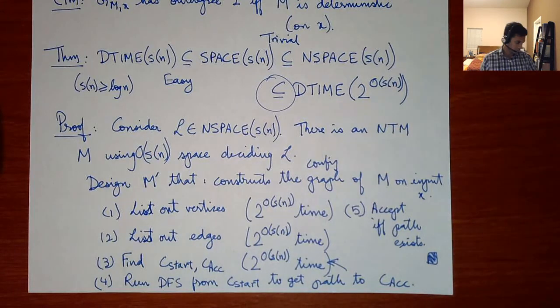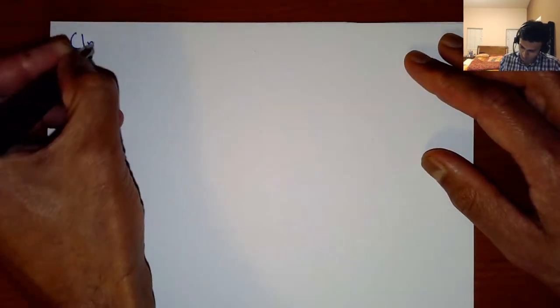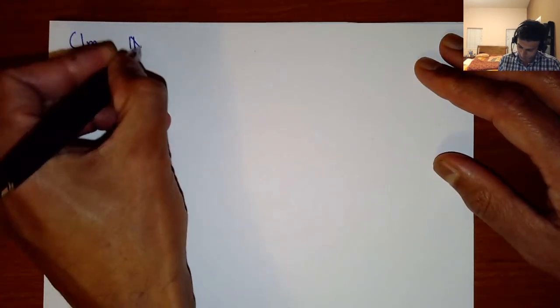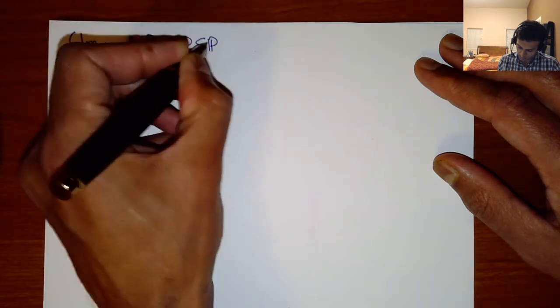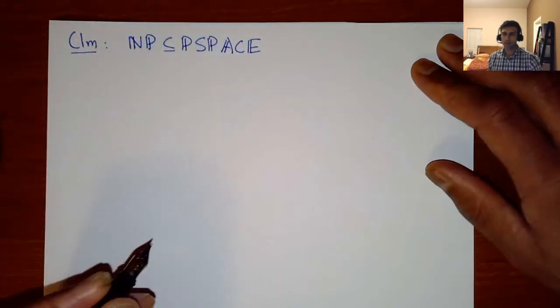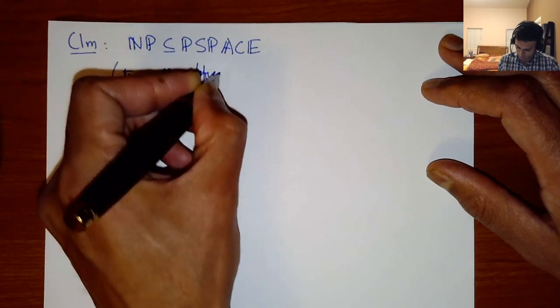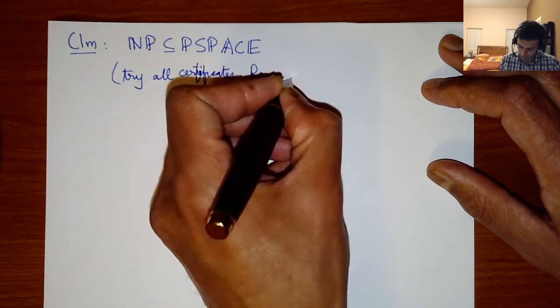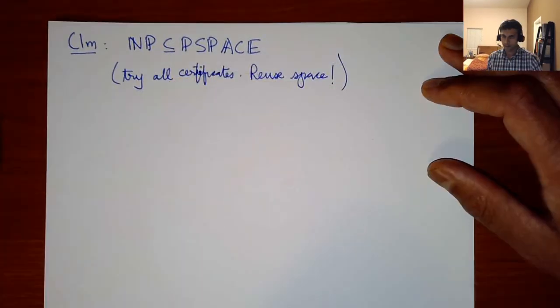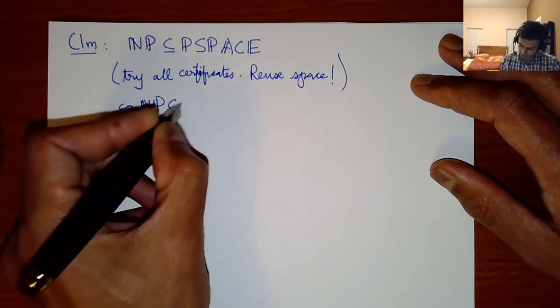Okay. Any questions? Okay, and then I want to give you another statement, relating all these classes that we've seen so far. This is, again, a relatively simple claim: NP is in PSPACE. This is simply: try all certificates, try all certificates, reuse the space. And similarly, co-NP is also in PSPACE.